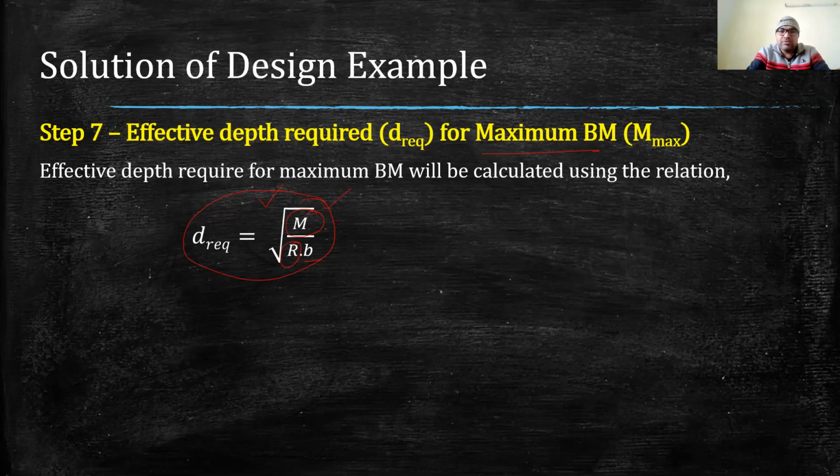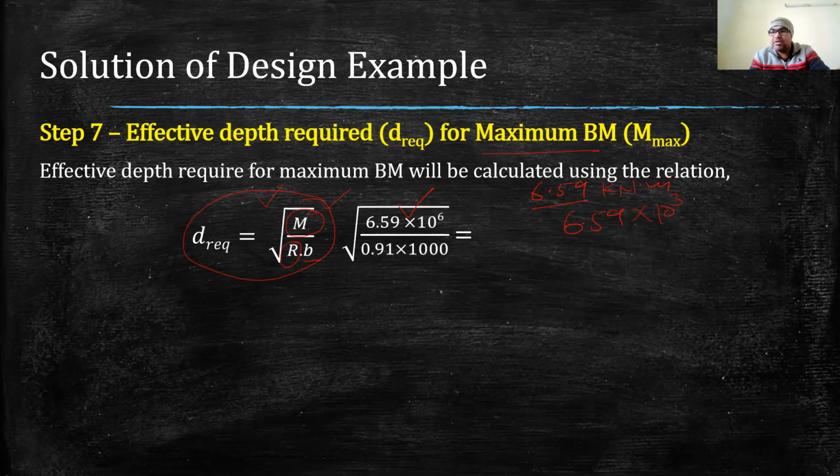So putting the value here, we put M as the maximum bending moment, which is 6.59 kilonewton meter. Because we need depth in mm, we have to convert this value into Newton mm. So we can write this as kilonewton converted into Newton, 10 raised to power 3. Similarly, meter converted into mm, 10 raised to power 3. So we get 6.59 into 10 raised to power 6.